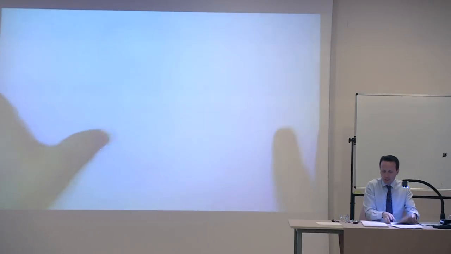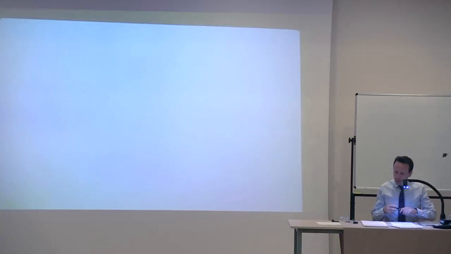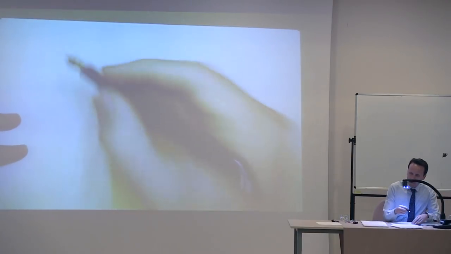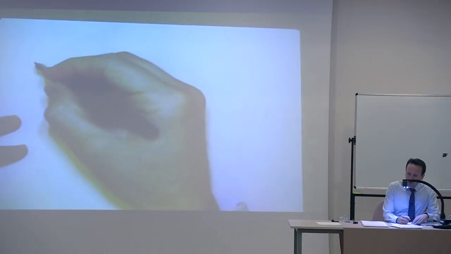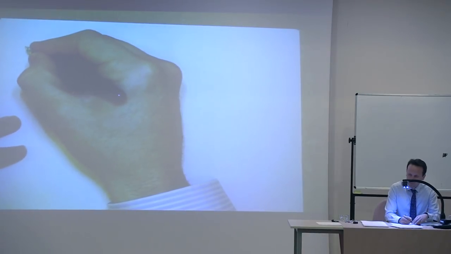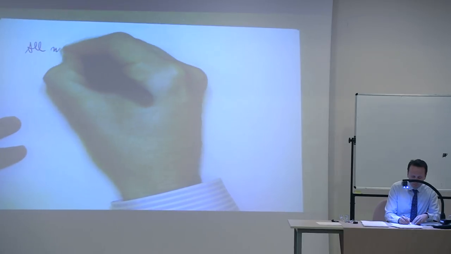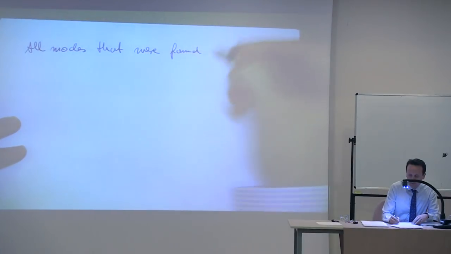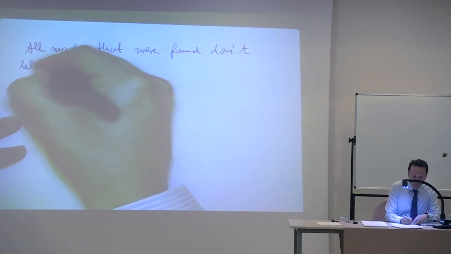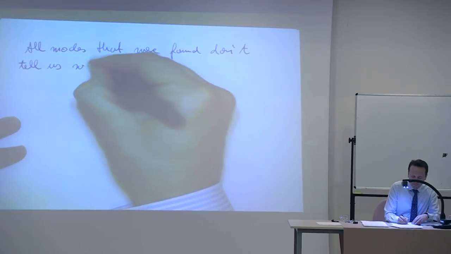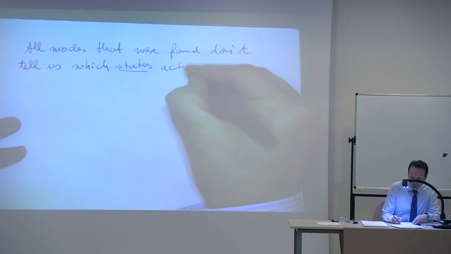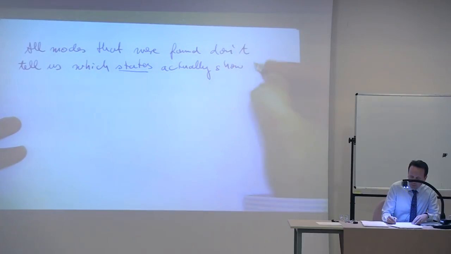Okay, so the next thing I quickly want to finish today and look at is, I told you we need to look at the eigenvalues and eigenvectors to see which one is really oscillating a lot. The eigenvectors we need to look at. All modes that were found don't tell us which states actually show that behavior.